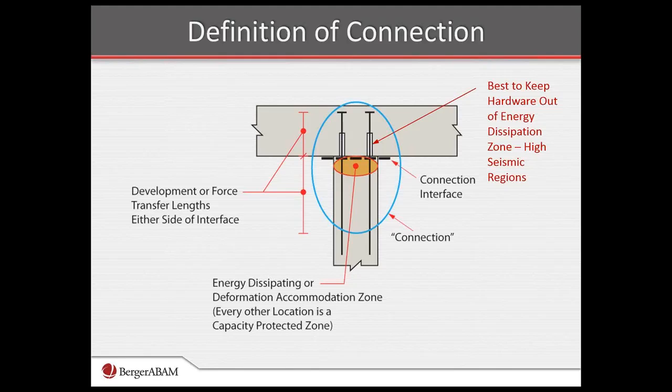So in this particular slide, we're showing the hardware where the bars coming out of the column may be connected with, let's say, a grouted duct or a bar coupler up in the cap beam. Those hardware elements are put into the cap beam where the inelastic demands are somewhat less than they would be down in the energy dissipation zone itself. And we'll talk a little more about this in a later slide.